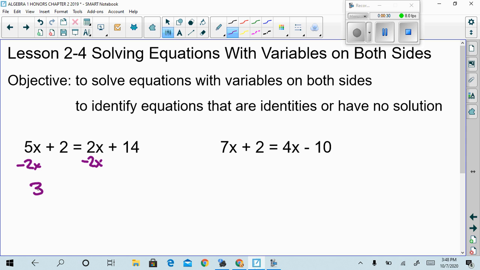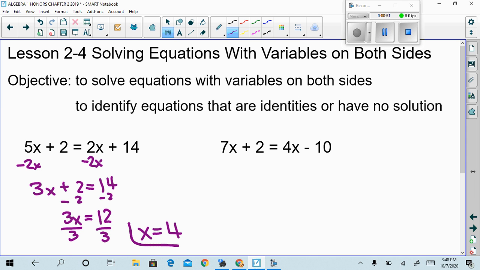That will leave me with 3x plus 2 equals 14. This is now converted to a two-step equation. Let's subtract 2. Lastly, we'll divide by 3. And here is an example of an equation with variables on both sides that has just one solution.